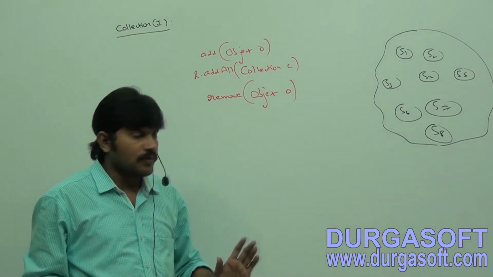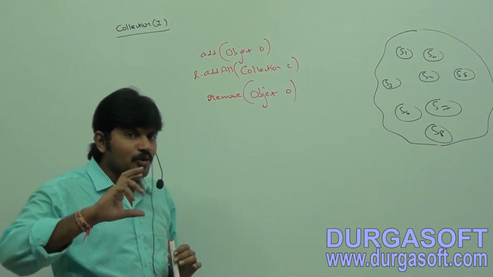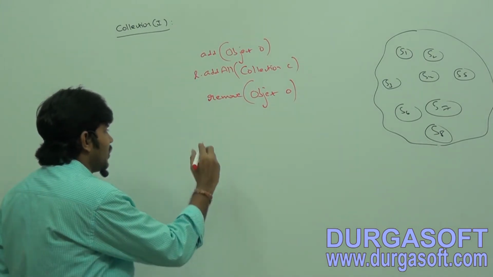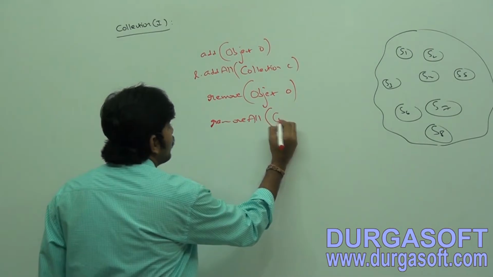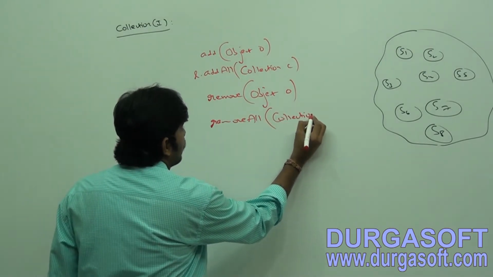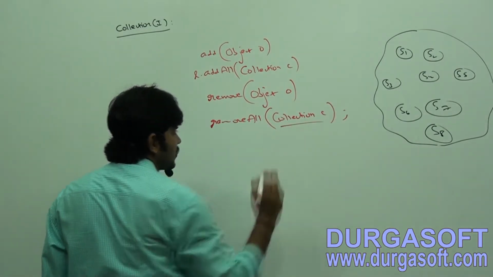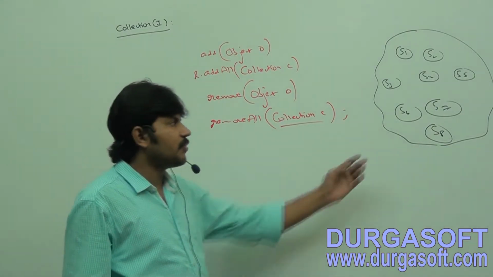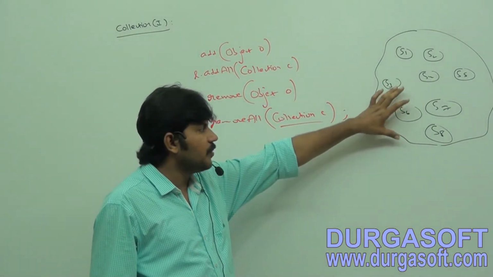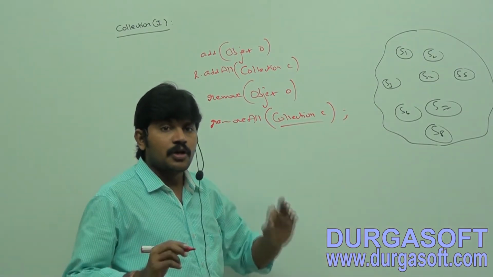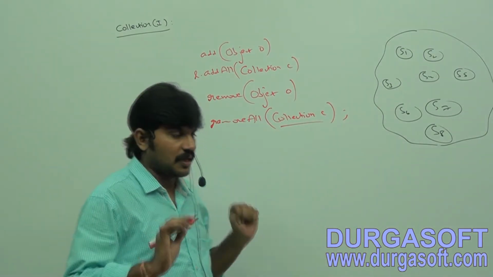Remove of object O. Sir, can you please remove a group of objects? Can you tell what is the method? Remove all of collection C. Sir, whatever objects are present inside this collection, all these objects by default will be removed from the main collection, right? That's what removeAll is.